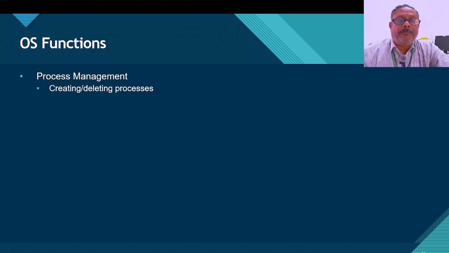So the whole thing which contains code, then the memory for the variables, the contents of the variables, and the stack all together will be called a process. So under process management, creating a process, that means getting the program from the secondary memory onto the main memory.